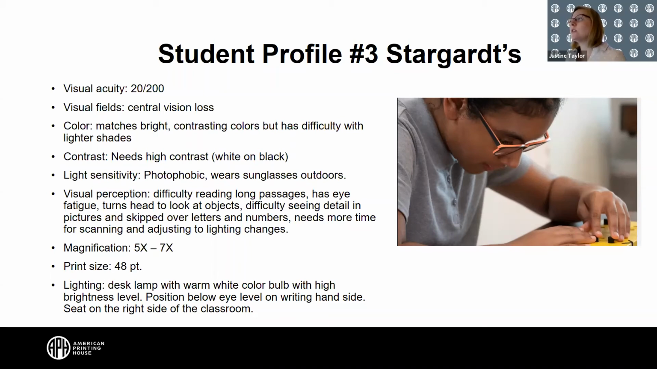And you'd want to position this below the eye level on the opposite side of their writing hand, and seat them either on the far right or left side of the classroom so they could use their peripheral vision for scanning and seeing the classroom setting better. That's our third student.